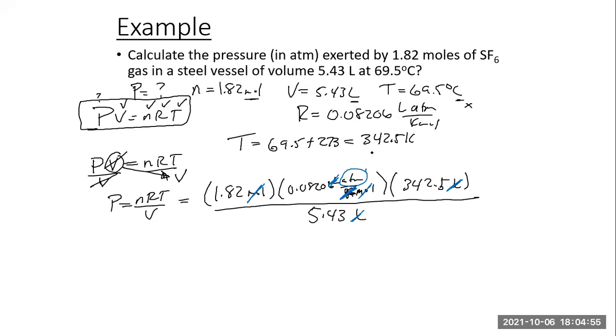So 1.82 times 0.08206 times 342.5 divided by 5.43. Looks like we end up with 9.42 atmospheres as our pressure here.